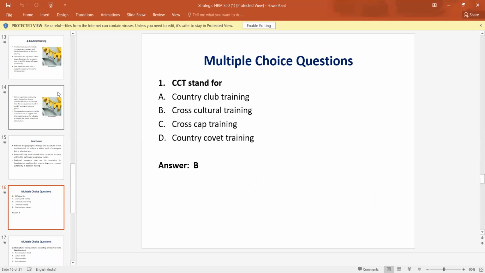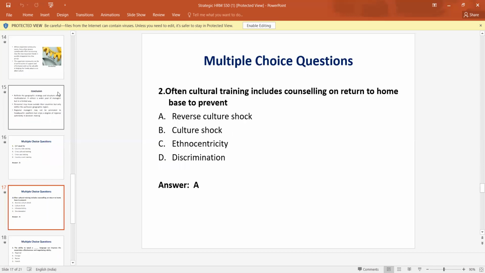Students, here are the multiple choice questions. Question number 1. CCT stands for: answer B, cross-cultural training. Question number 2. Often cultural training includes counseling on return to home base to prevent: answer is A, reverse culture shock.